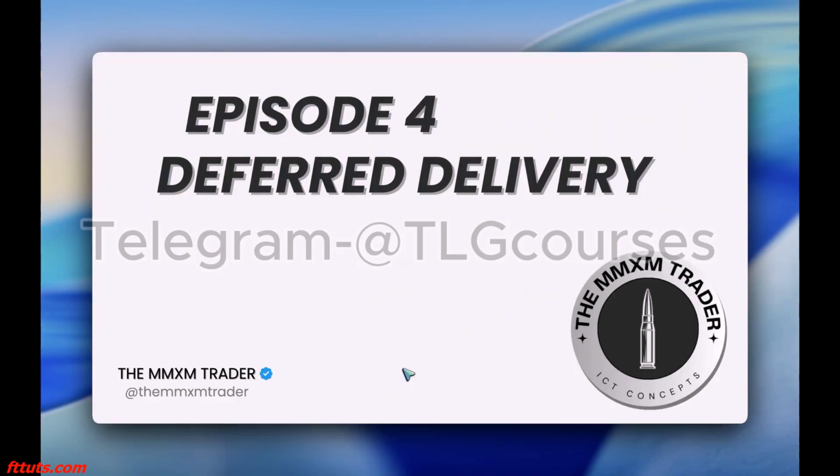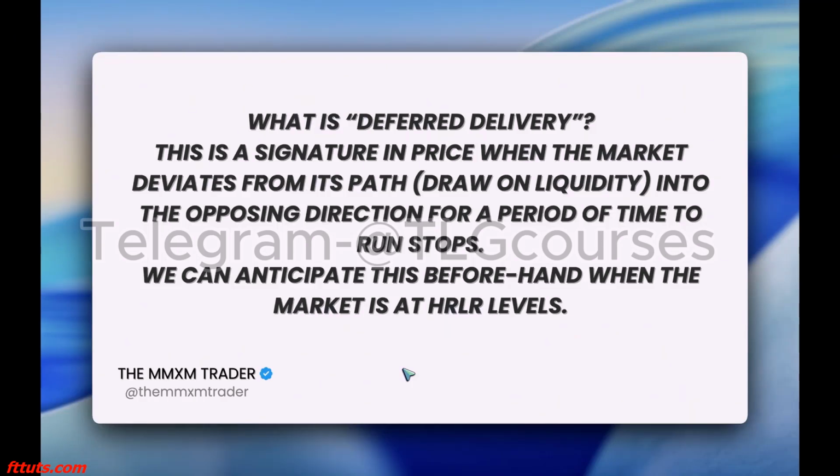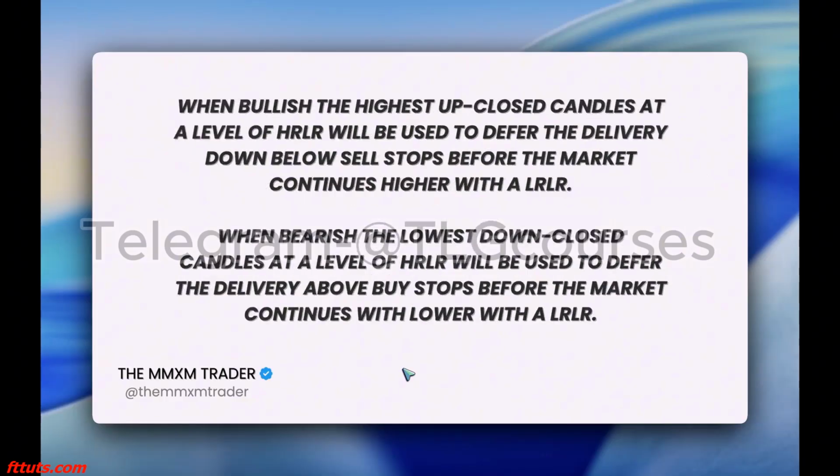This is what I call deferred liquidity. What is deferred liquidity? This is a signature in price action when the market deviates from its path. It draws liquidity in the opposing direction for a period of time to run stops. We can anticipate this beforehand when the market is at high resistance liquidity run levels.